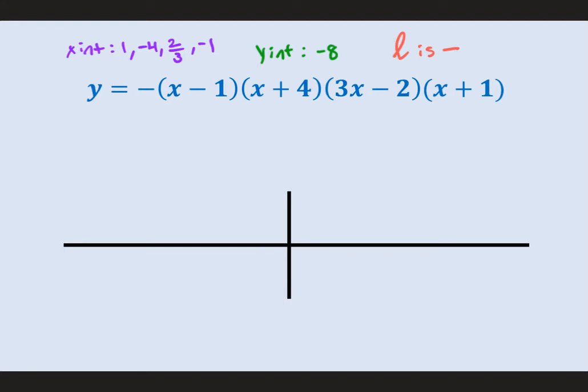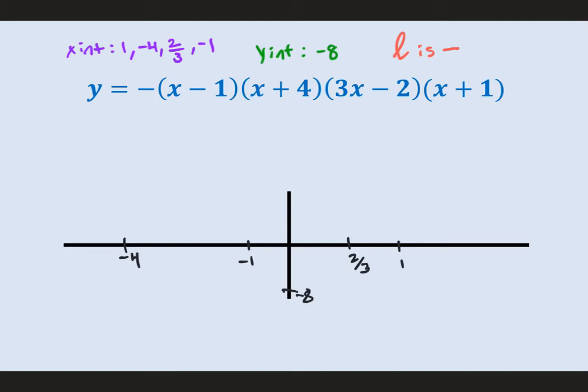So we'll go ahead and mark all the different things on our graph. We have an x-intercept of 2/3. We have an x-intercept of 1. We have an x-intercept of -1, and we have an x-intercept of -4. Remember, not to scale, but in the correct order is what we need. We have a y-intercept of -8, and then our leading coefficient is negative, so we know we're going to start on the underside of the graph.